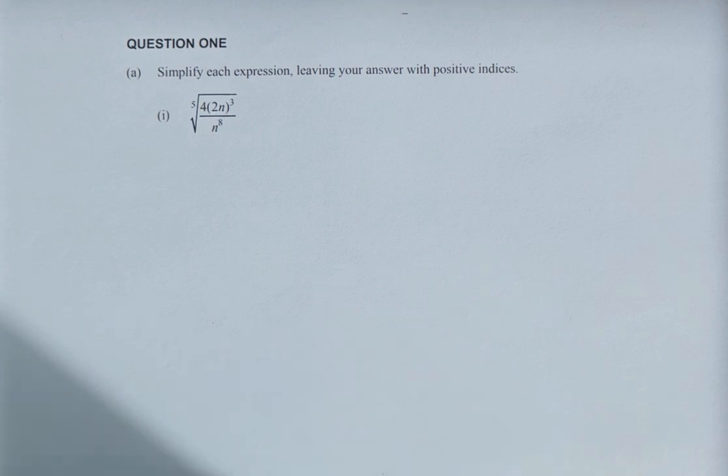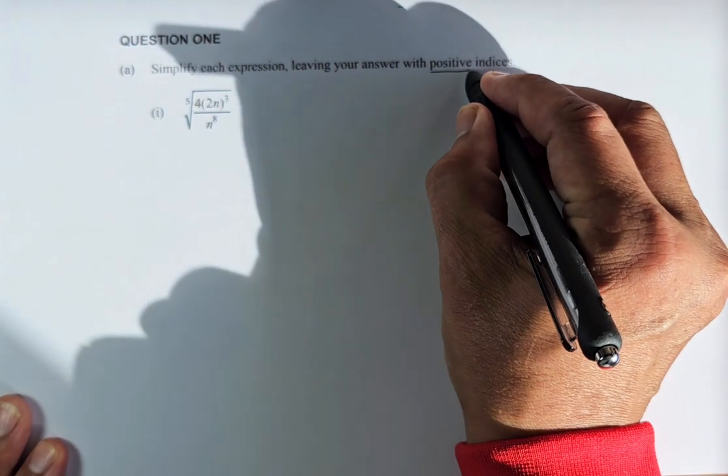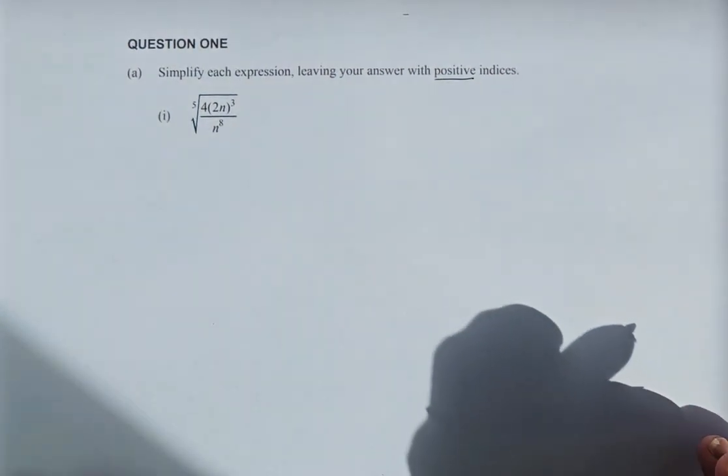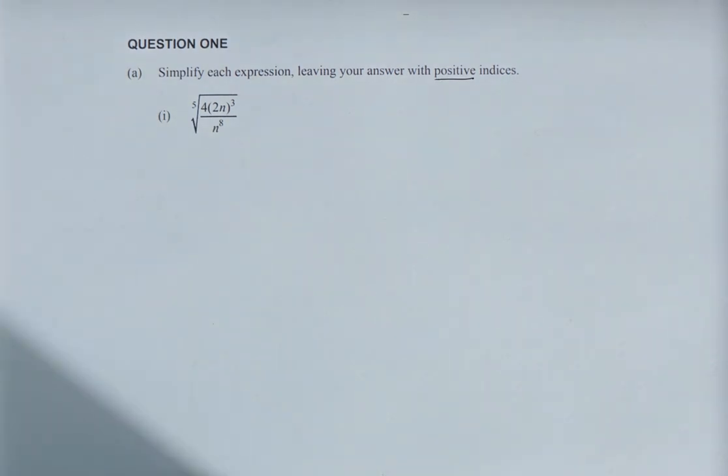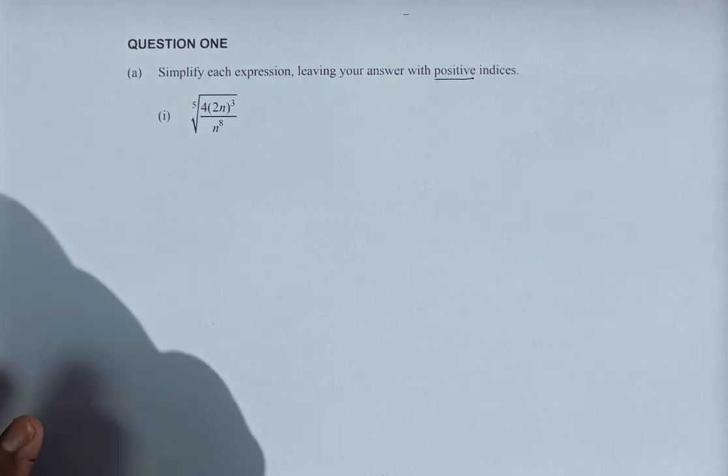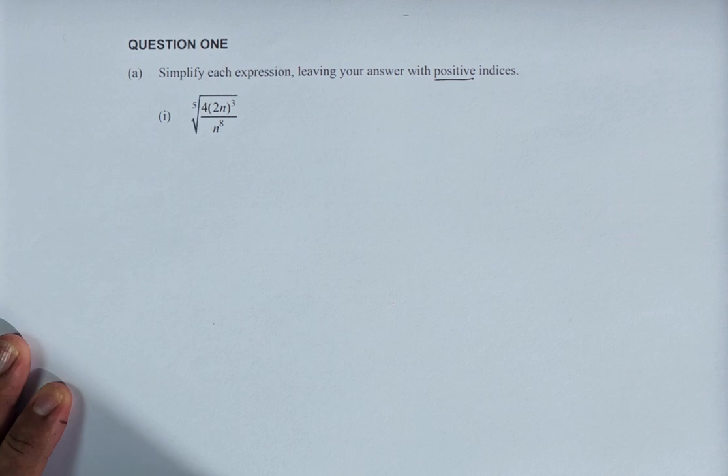Okay, the question is: simplify each expression leaving the answers with positive indices. So your answer has to have positive indices, and this is part 1 and later on we'll do part 2. The question is: find the fifth root of 4 times (2n cubed divided by n^8). There are many ways to do this, but I would prefer to solve everything inside the root bracket.